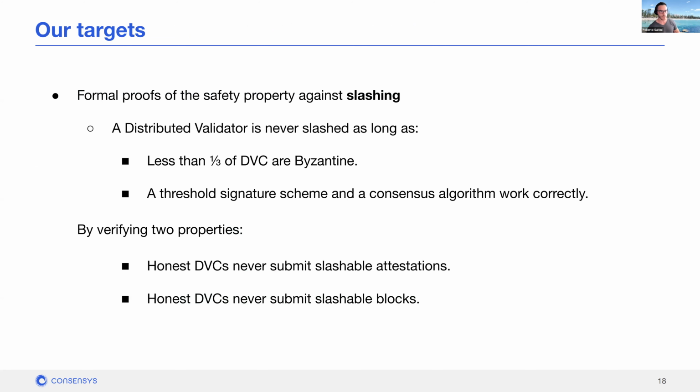So concluding my section, it's time for real. Our target is to have formal proofs of the safety property against slashing. So we want to show that a distributed validator can never be slashed as long as less than 1/3 of the distributed validator clients are Byzantine, and we have a threshold signature scheme and a consensus algorithm that work correctly. And we can do this by verifying two sub-properties: honest distributed validator clients never submit slashable attestations and they never submit slashable blocks.